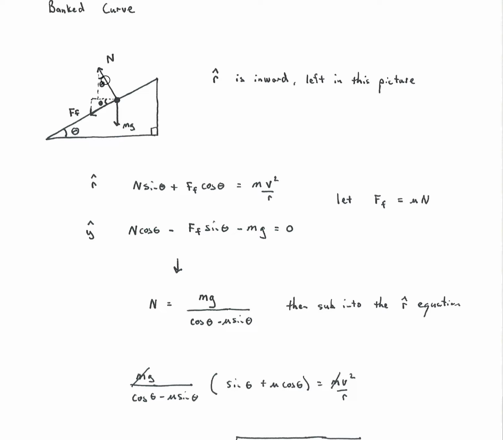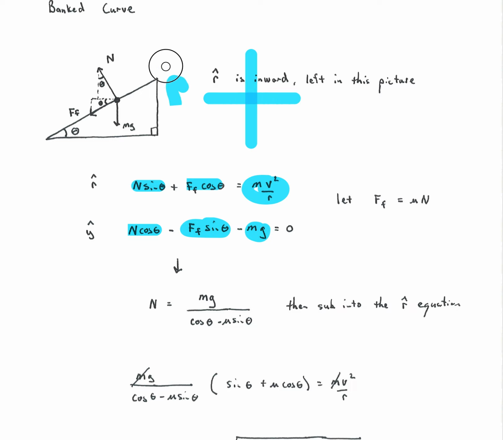This angle and this angle are all theta. This part of the normal force and this part of the frictional force point inward, which cause circular motion. That part of the normal force points up, friction's down the ramp, and gravity's down, right? In this diagram, r hat is inward. That's our coordinate system. R hat is inward, and y hat is just up and down. Up and down are balanced, and there does exist some inward force causing circular motion.